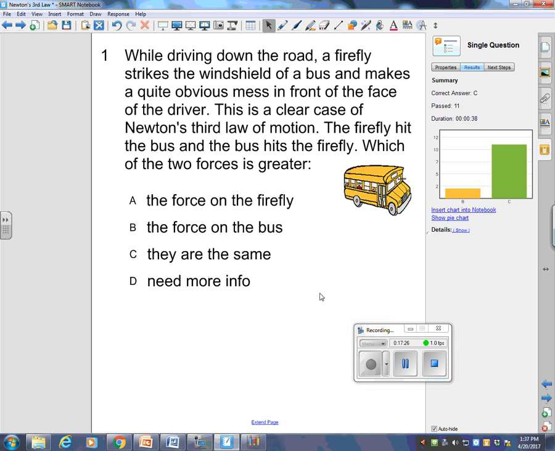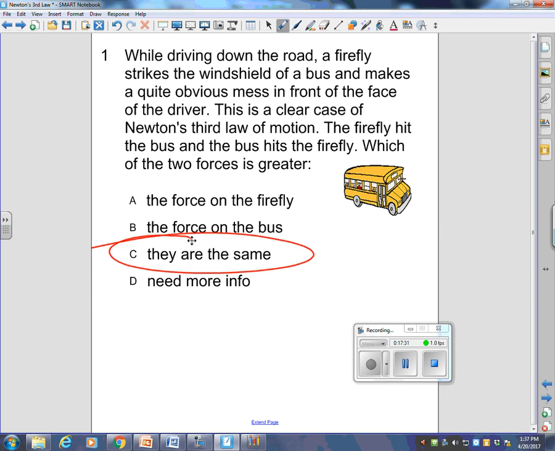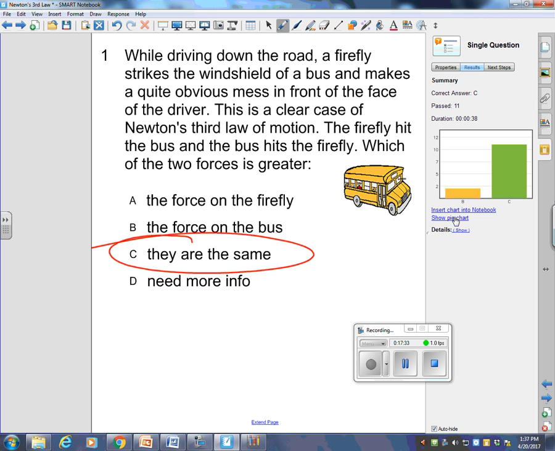Correct answer? C. How many people said B?